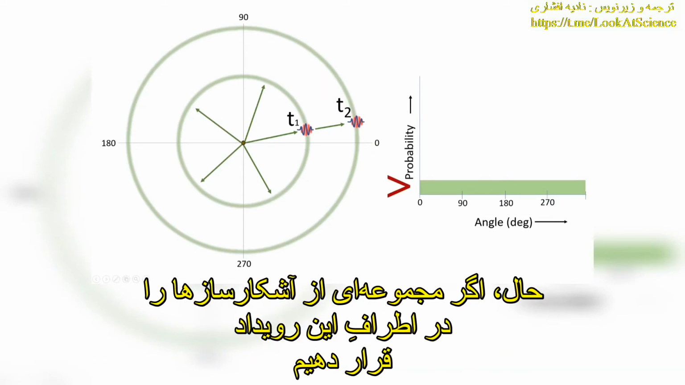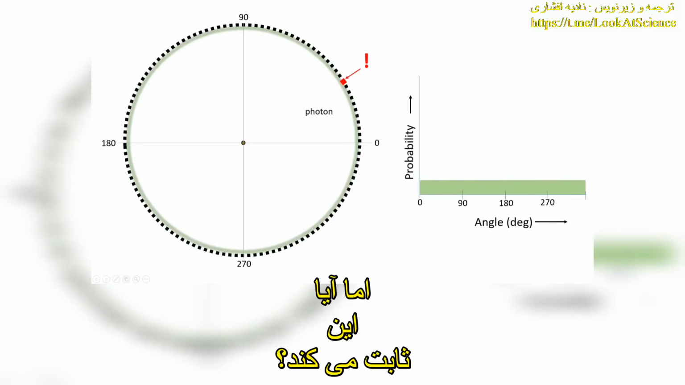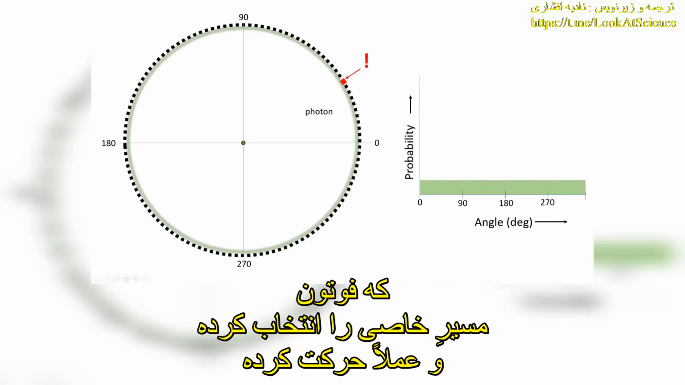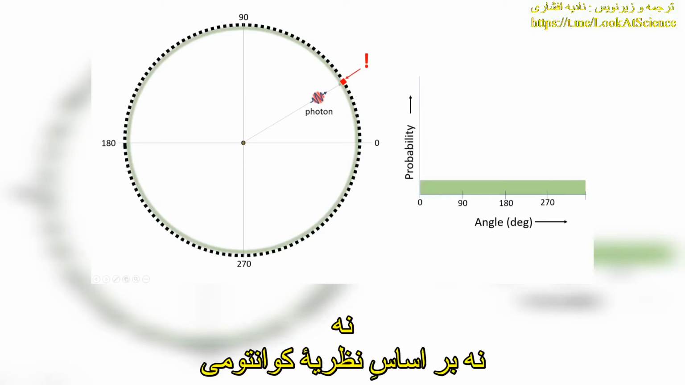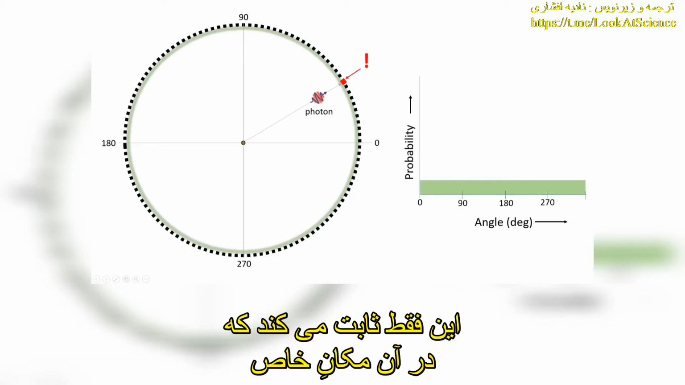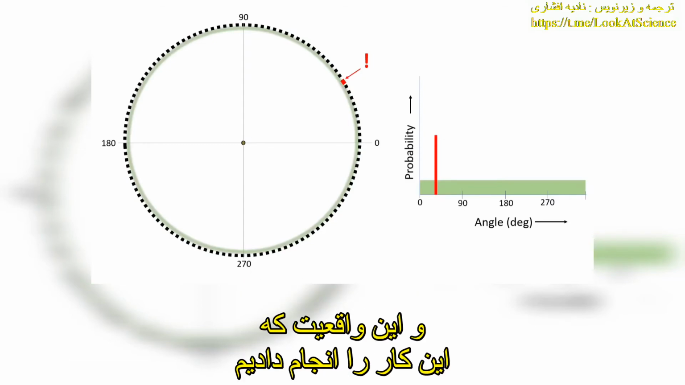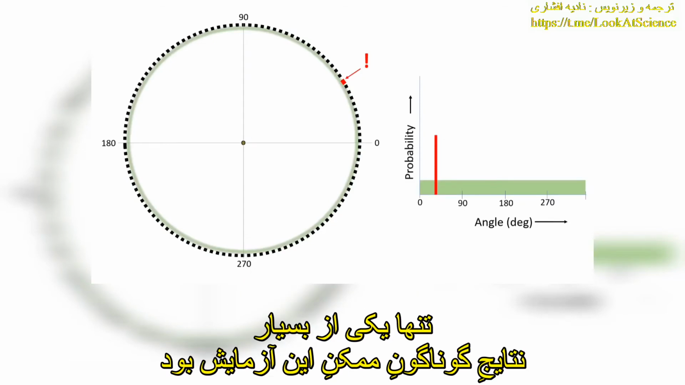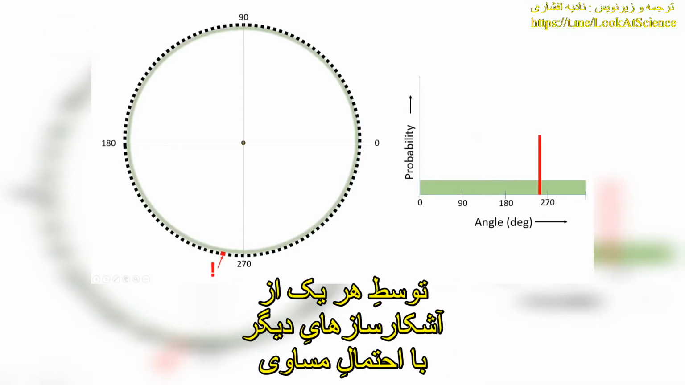Now, if we place a set of detectors around this event, one of the detectors might actually pick up on the photon and give us a signal. But does that prove the photon chose a specific path and actually traveled along a line from the point of creation to this detector? Well, not according to quantum theory. It merely proves that at that particular location we had a probability of finding it there, and the fact that we did was just one of many different possible outcomes of the experiment. It could well have been picked up by any of the other detectors with equal probability.